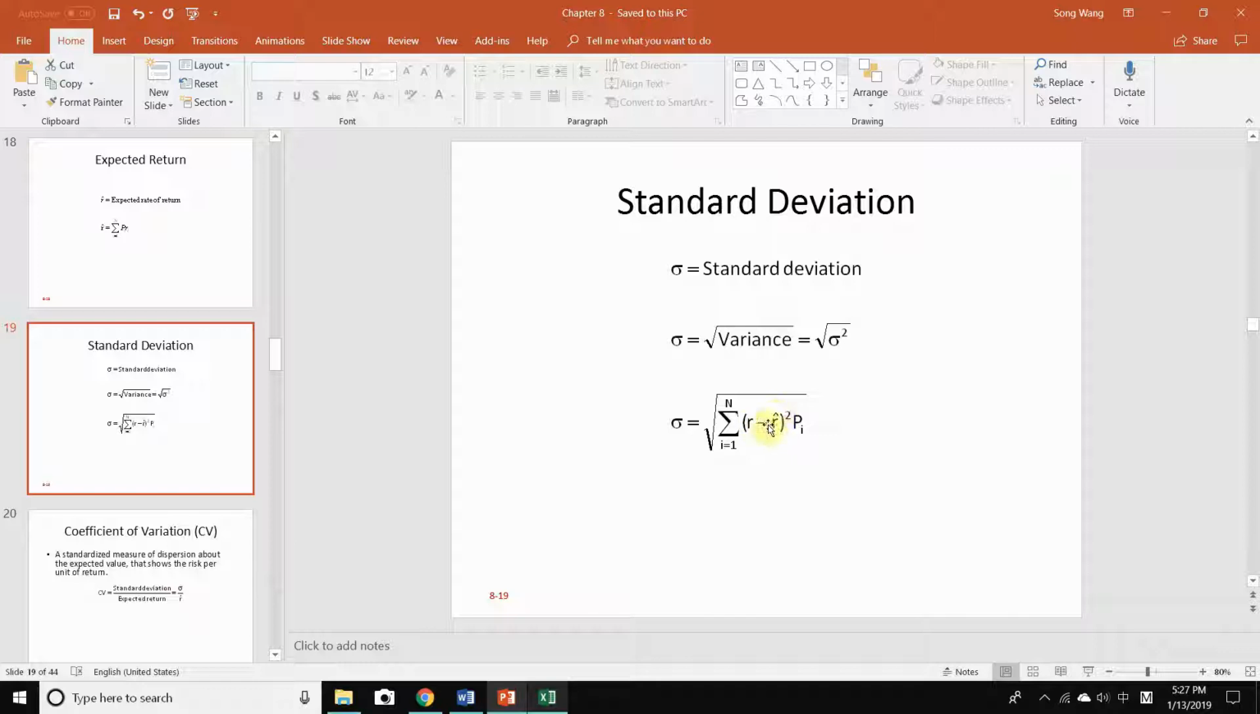You're going to use each return subtracted by the expected return. You take the square, and you get a squared deviation. Then you multiply it by the probability, and then you sum them up. That's called the variance.